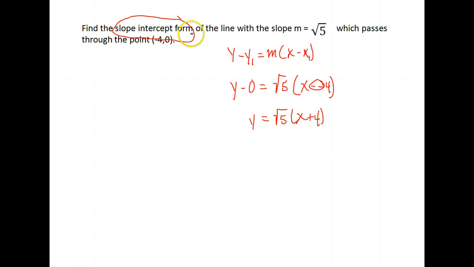Now, if we're going to slope-intercept form, we need to remove the parentheses and get y by itself. Y is by itself, so all we really need to do here is remove the parentheses by distributing. So we multiply through, and we get the square root of 5 times x plus 4 root 5. 4 times the square root of 5.